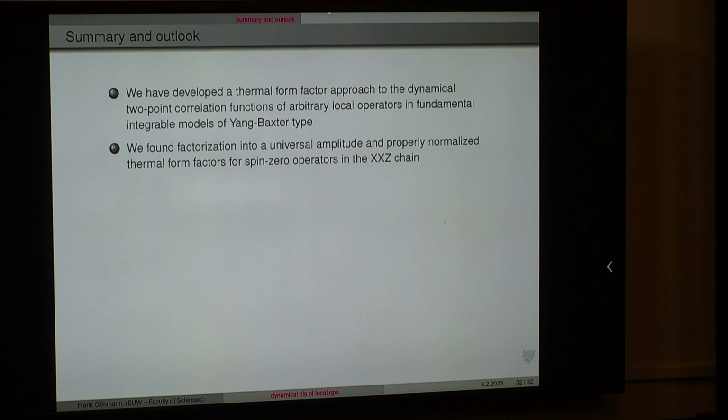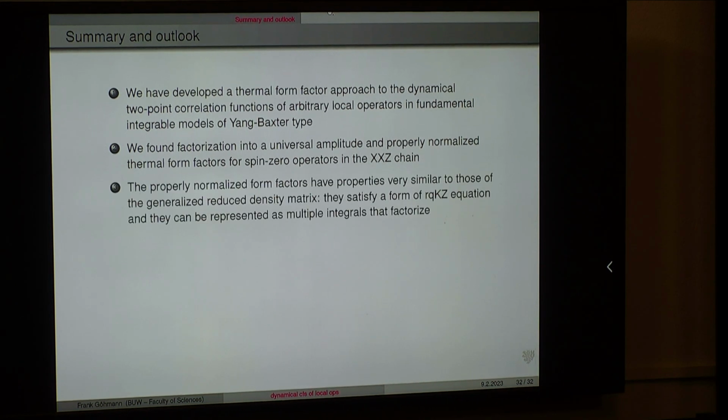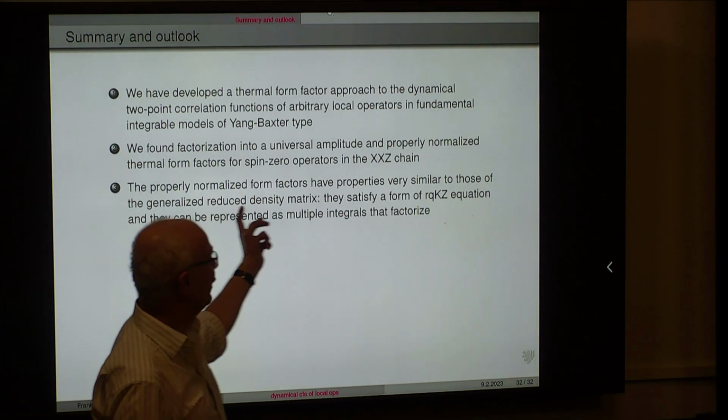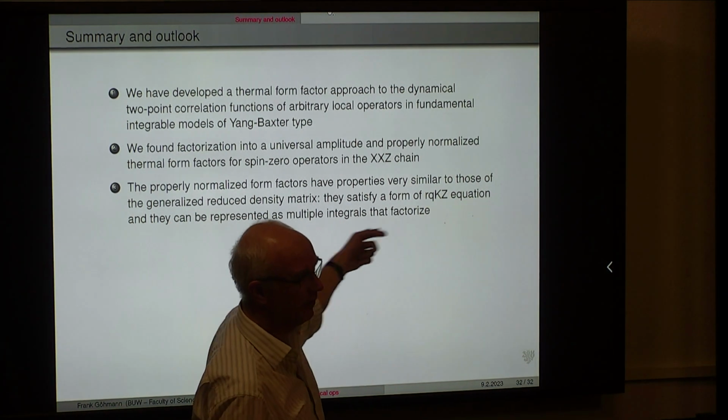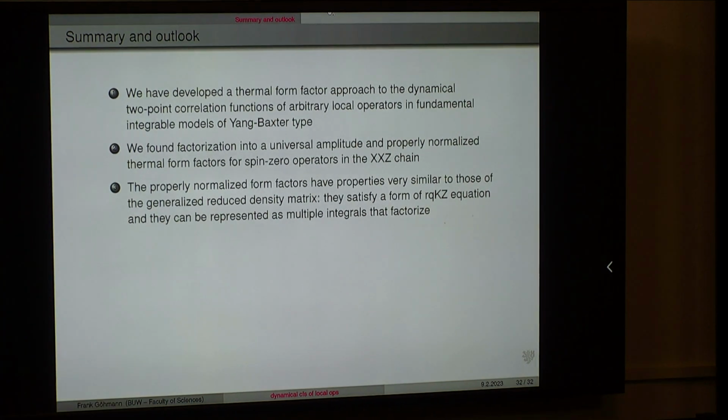We found factorization into universal amplitude and properly normalized thermal form factors for spin 0 operators in the XXZ chain. And the properly normalized form factors have properties very similar to those of the generalized reduced density matrix. They satisfy a form of RQKZ equation, and they can be represented as multiple integrals, factorized. Here, looking at an old talk, the relation with the fermionic basis is not mentioned.